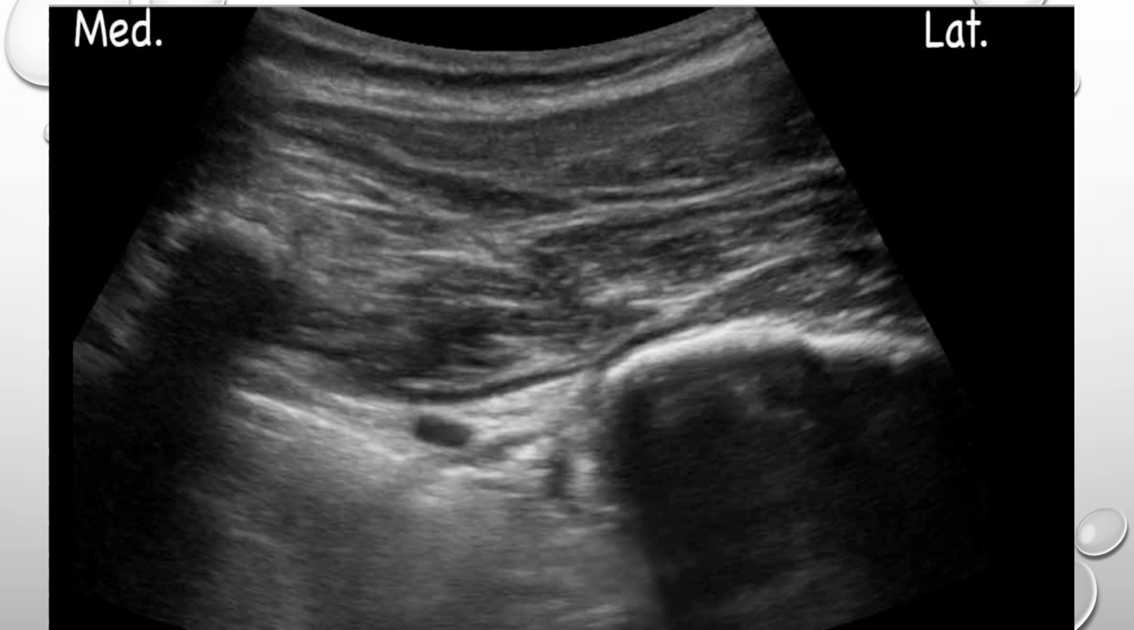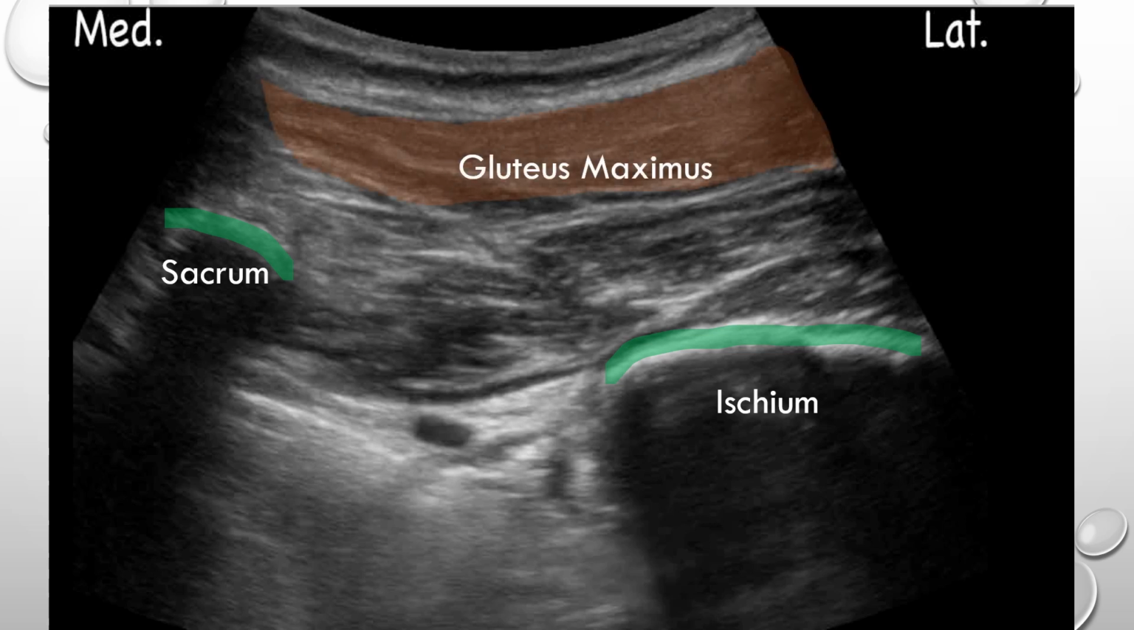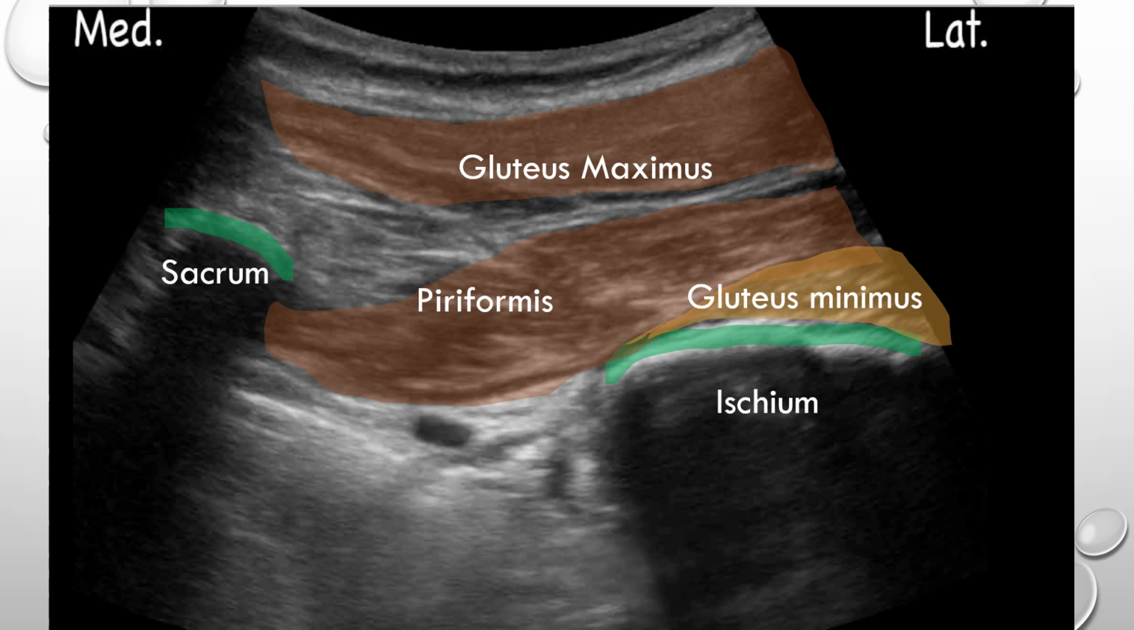As the probe is placed in the parasacral region, this is the typical image that is obtained. The structures identified are the sacrum on the medial side, the posterior border of the ischium on the lateral side, the gluteus maximus muscle, the piriformis muscle emerging from deep to the sacrum and coming out superficially, the gluteus minimus muscle, and anterior to the piriformis lies the sacral plexus and the gluteal vessels.